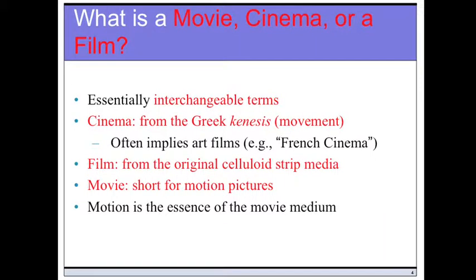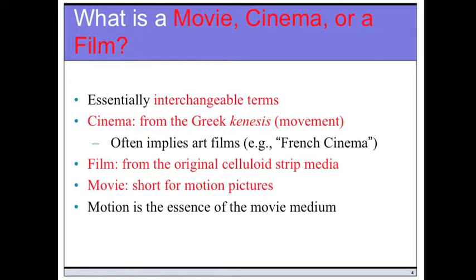So, I don't know if you've noticed, but I continually say movie or film kind of interchangeably, and I wanted to go over why that is. Movie, cinema, or film are all the same things. They're interchangeable terms. Cinema is from the Greek word kinesis, which you might have heard if you've ever heard of telekinesis. Telekinesis is the ability to move things with your mind. And so cinema comes from the Greek word kinesis, which means movement.